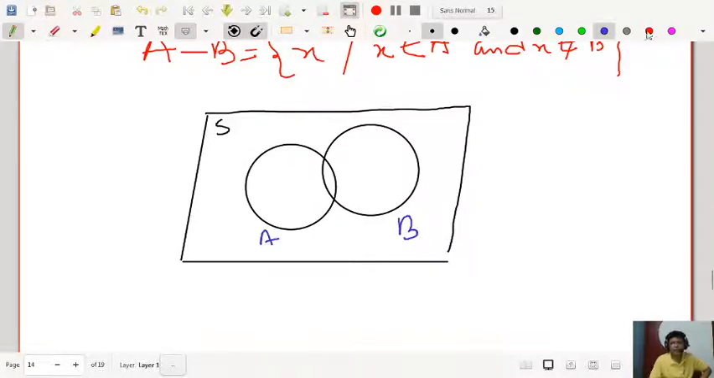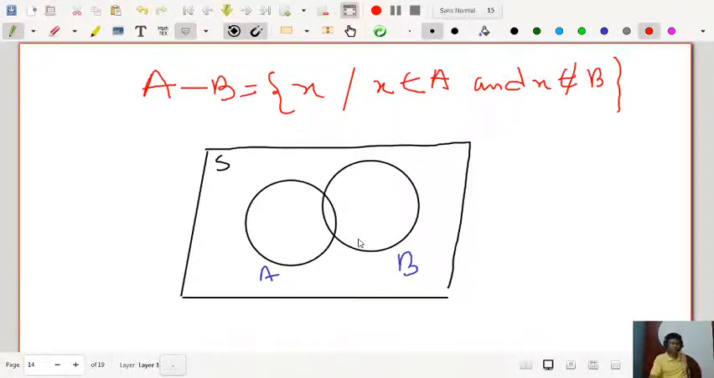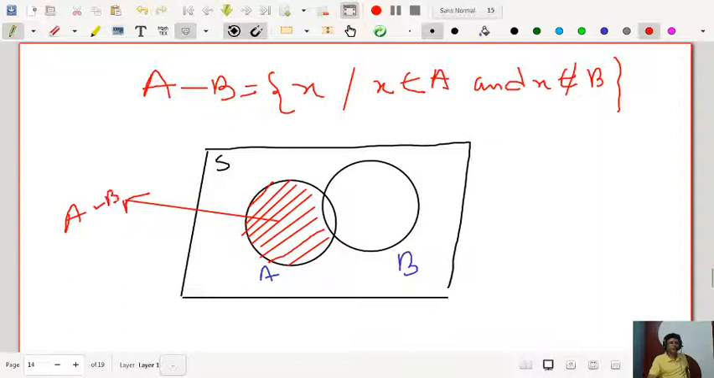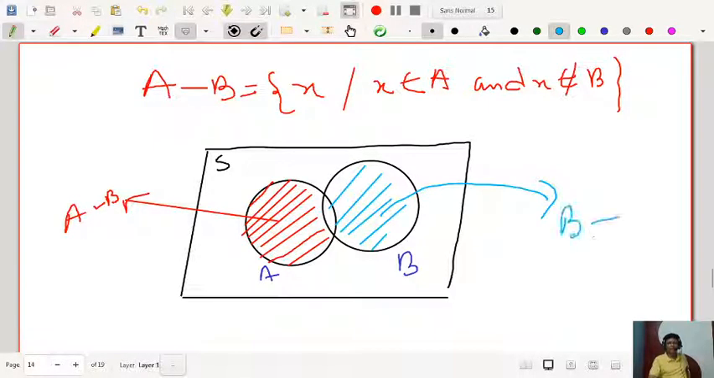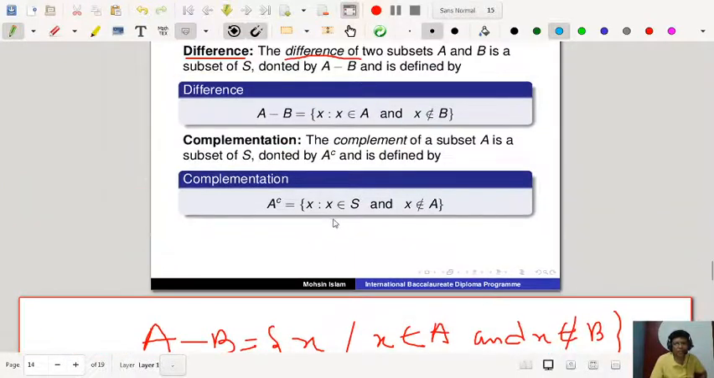Can you tell me which portion of the universal set is A minus B? Will it only be A without the one in the middle? Yes, correct. This portion is your A minus B, and this portion is your B minus A. Right, Ismail? Yes, sir. So that is about the difference.